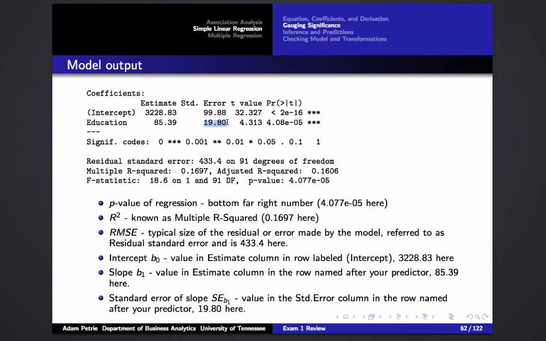The one last value you need to know is this value in the standard error column in the row named after your predictor, and this is telling you the standard error of your slope. Basically, we realize our slope is just an estimate. We know it's going to be off from the truth by some amount. This is a pretty good guess for how far off our estimate is likely to be from the truth. Beta 1, had we had a census and fit the least squares regression line with every individual in the population.